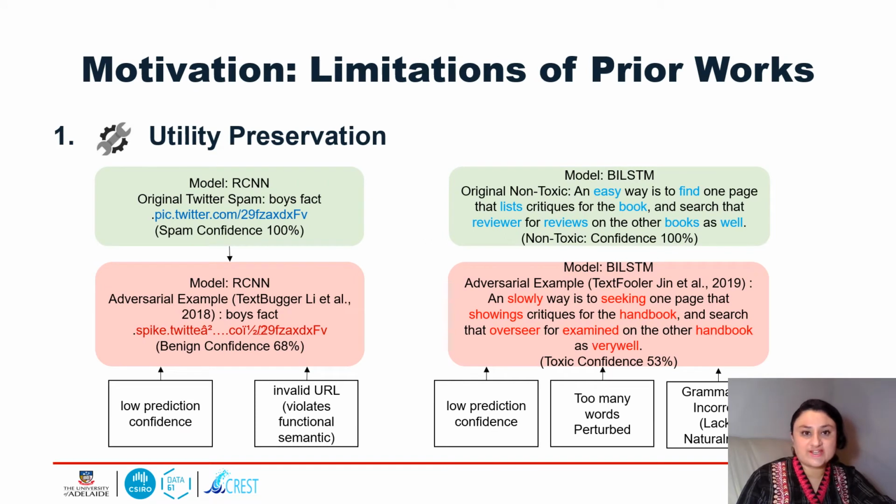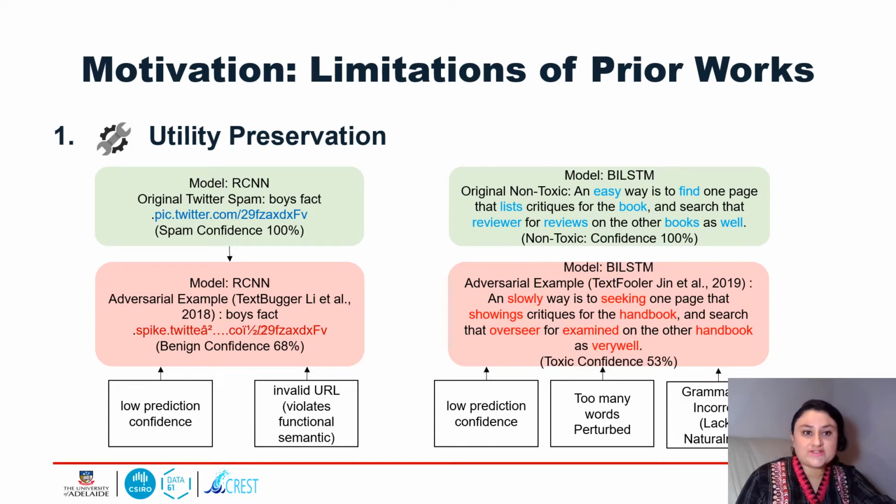So what motivated our research? Our research is motivated by the limitations of prior work. For example, the first limitation of prior work is utility preservation. By utility, we mean that adversarial examples generated by prior works do not fulfill the semantic, functional, and lexical equivalence with the original example. Consider the example generated by TextBugger's state-of-the-art attack to generate adversarial examples.